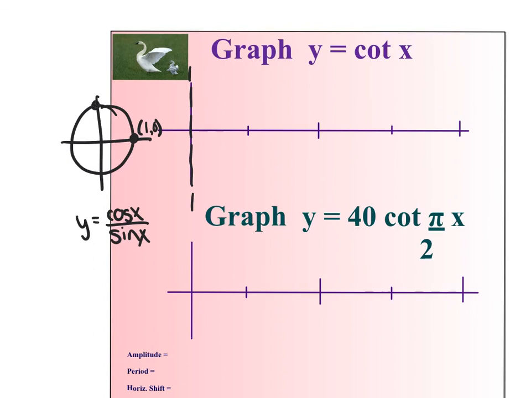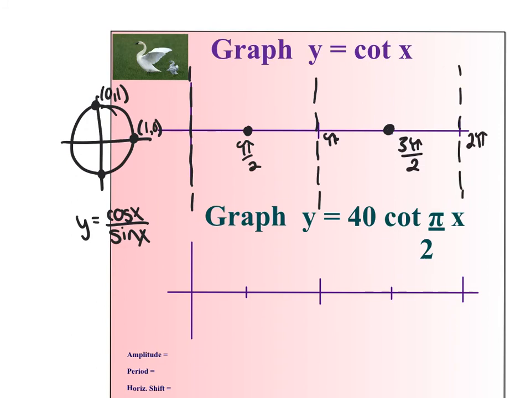And then up here at pi over 2, we've got 0 over 1, which would give you 0. That's at pi over 2. And then we're going to have an asymptote at pi. And we're going to have a point at 3 pi over 2. At the bottom of the circle, we'd have 0 over -1, which would give you 0. And we have an asymptote at 2 pi.